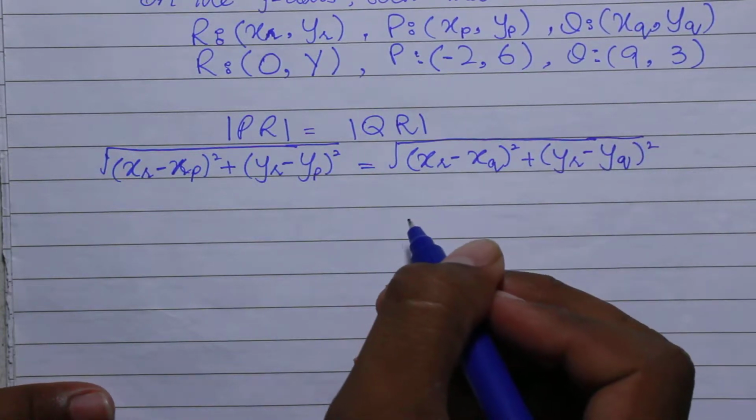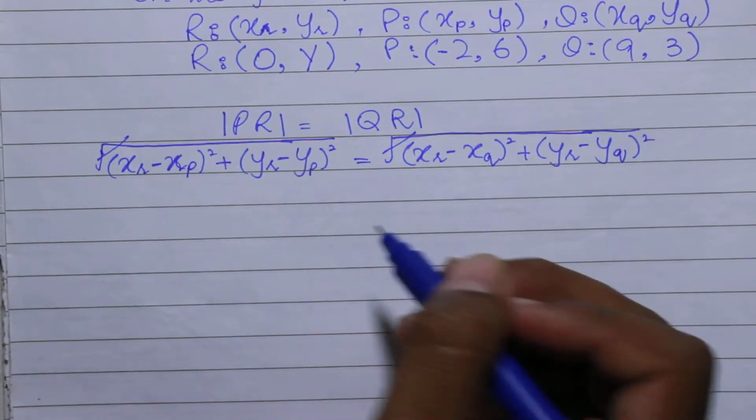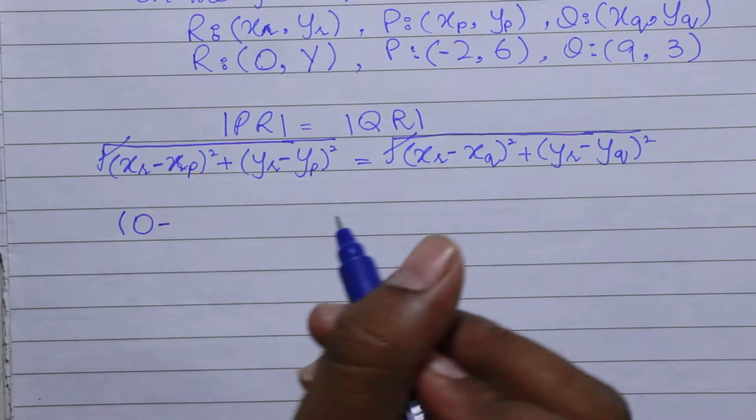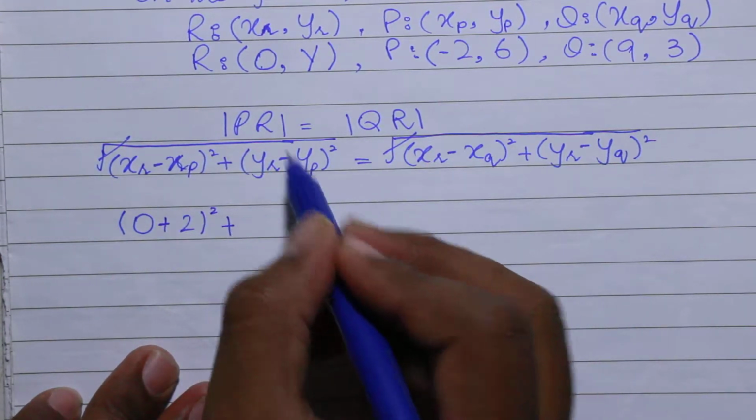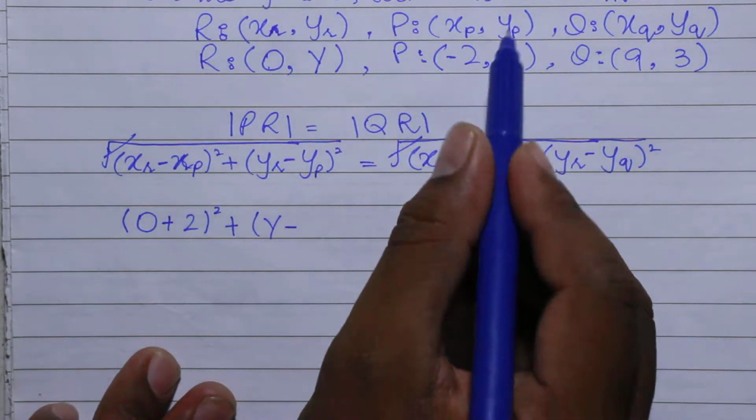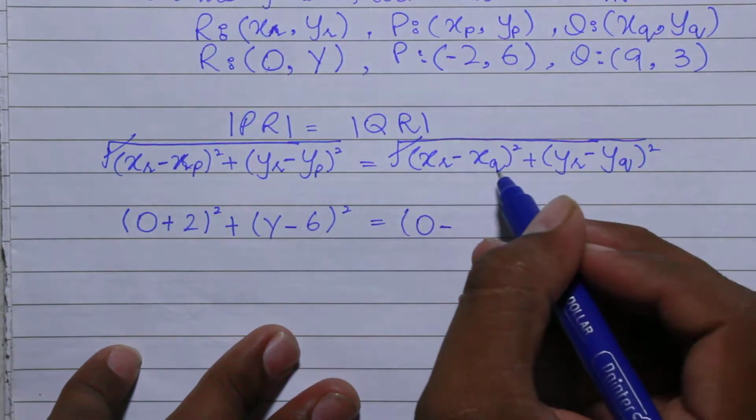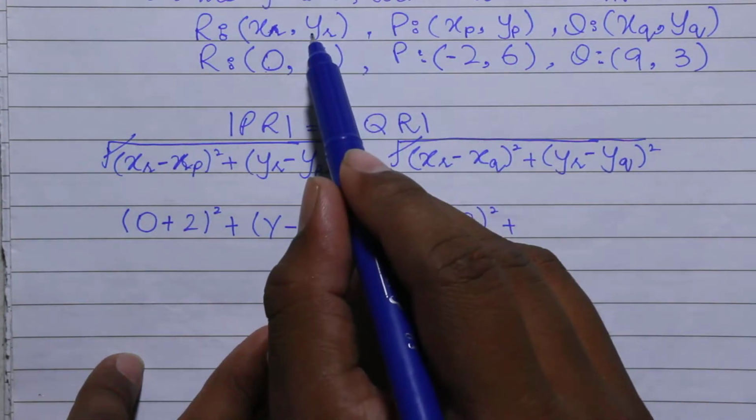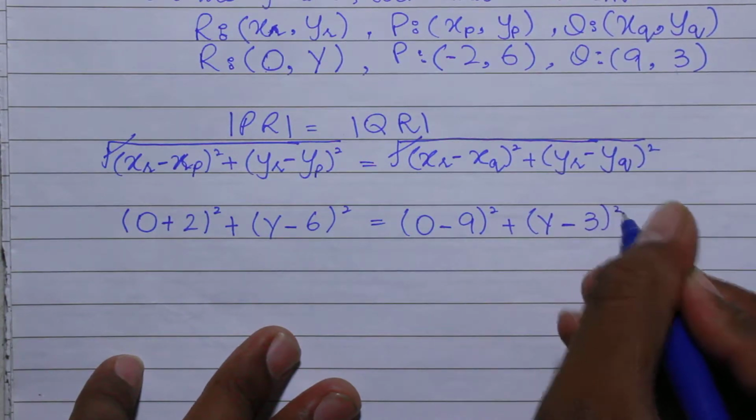Now we have a square root on both sides, so I can cancel the square root with the square root and take only the values. xr is 0, so I will write 0 here, then minus xp is minus 2, so minus minus gives plus 2, whole squared, plus yr is y, minus yp is 6, squared, equals 0 minus xq is 9, squared, plus yr is y, minus yq is 3, squared.